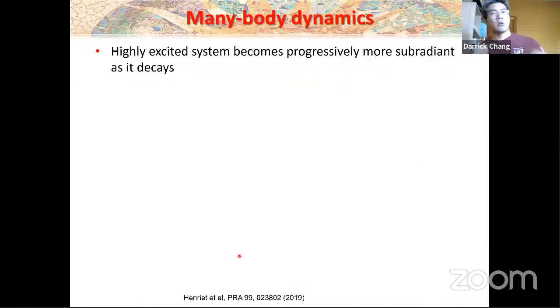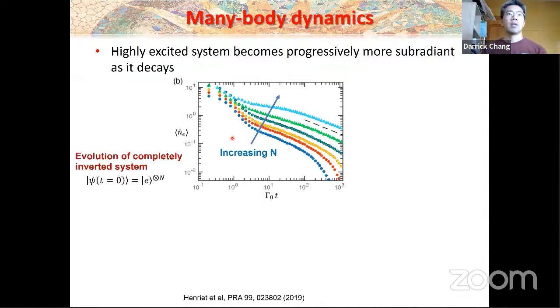And it turns out you can generalize that argument to even higher excitations. Basically, the idea is that if you start from some highly excited state, then as it decays down, the system will become progressively more subradiant. So the remaining excitations will last longer and longer inside the system. And in this 1D system, you can just do numerics. So for example, you can consider any highly excited state, like a completely inverted state.